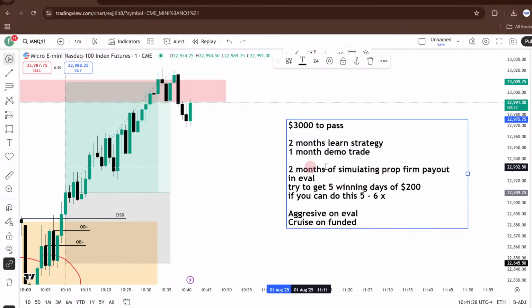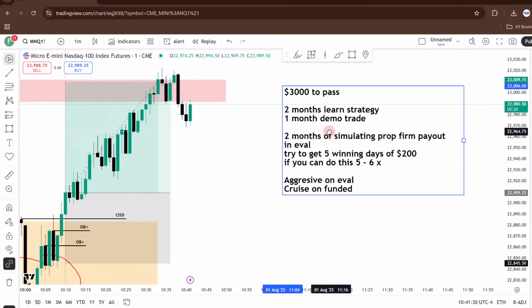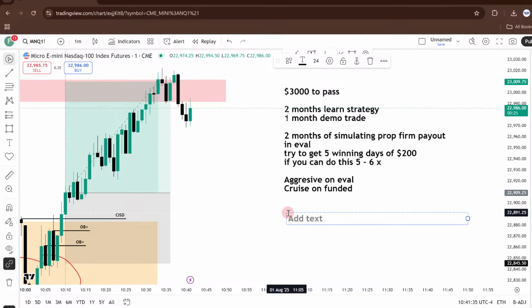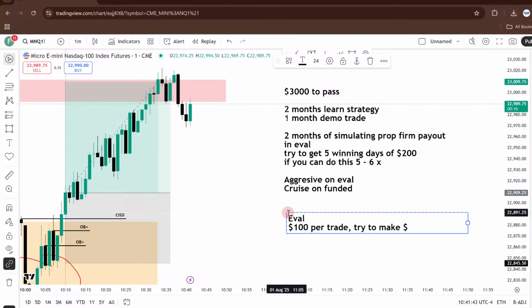And I think it works very well, because how many people can relate to this? This has happened to me too when I started learning. The normal person tells you to do this. They say, all right, get an eval, risk $100 per trade, and try to make 3,000. What happens in reality?